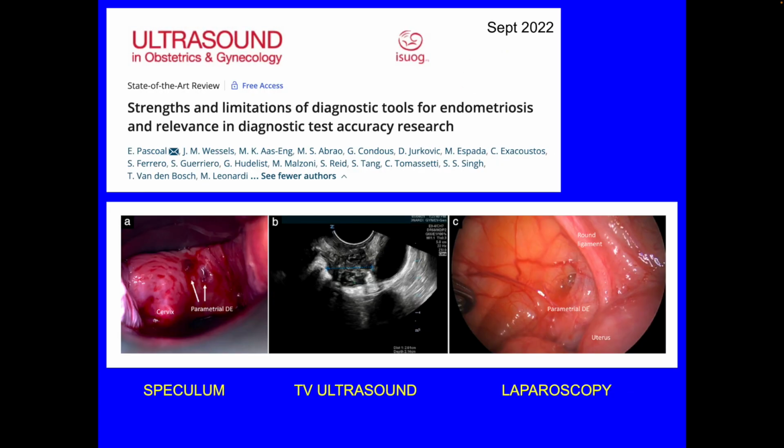In this paper, they showed this beautiful image showing what a nodule of deep endometriosis would look like on speculum examination, at laparoscopy and on ultrasound, and I think you simply can't miss it on ultrasound if you know where to look.